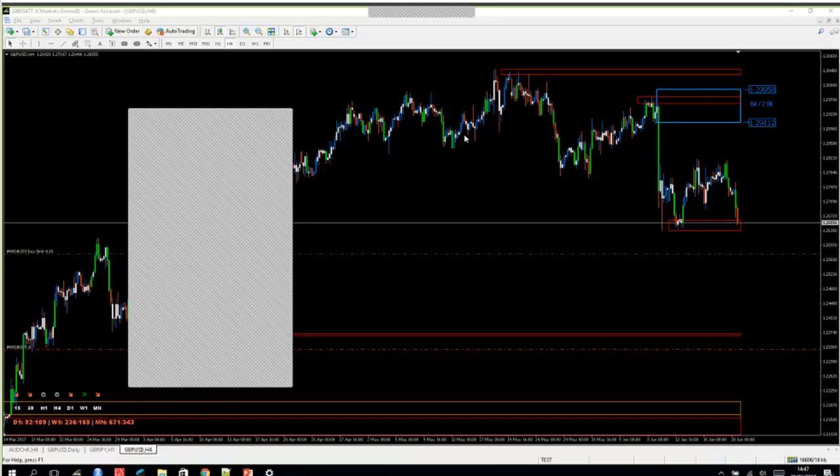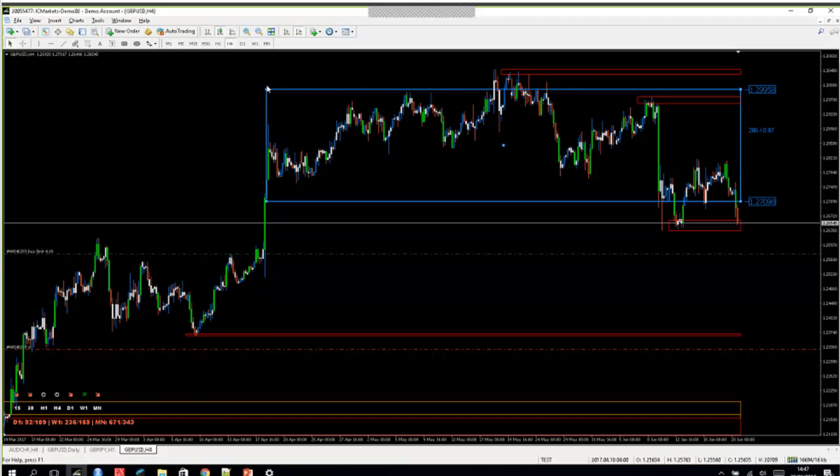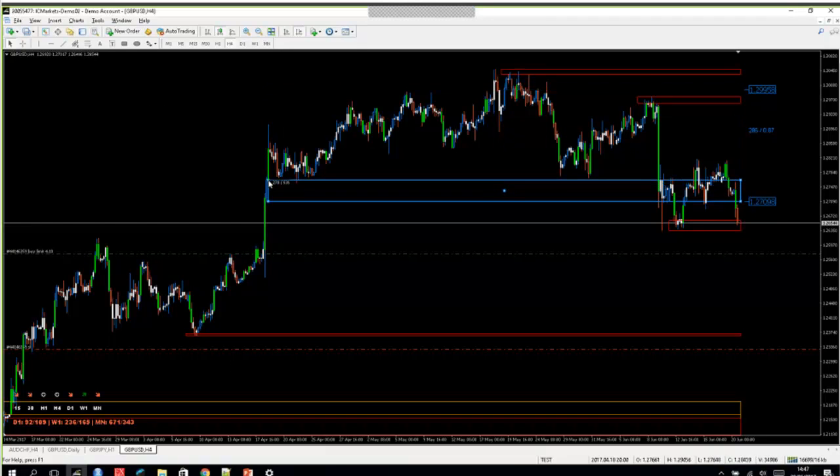Okay, so if I just look at that quickly, if you wanted to get in there, I'd buy here, just above the area. My stop would be below, and my target would be an opposing area of supply or demand.